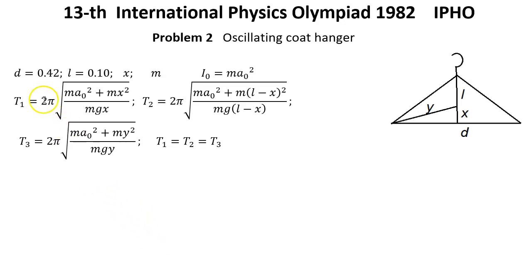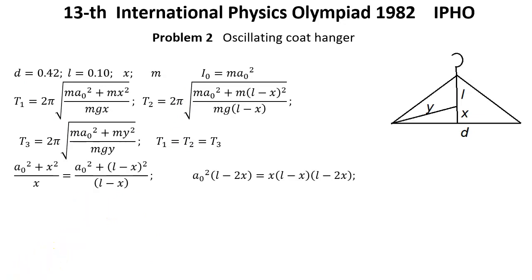Let's talk about the first and the second case, where T1 equals T2. It means that we can equalize the expressions under the roots, which is this one, and after some calculations we have this expression. So for this expression we have two solutions. One solution is when x equals L over 2, and it's situated exactly between the two points of oscillation.